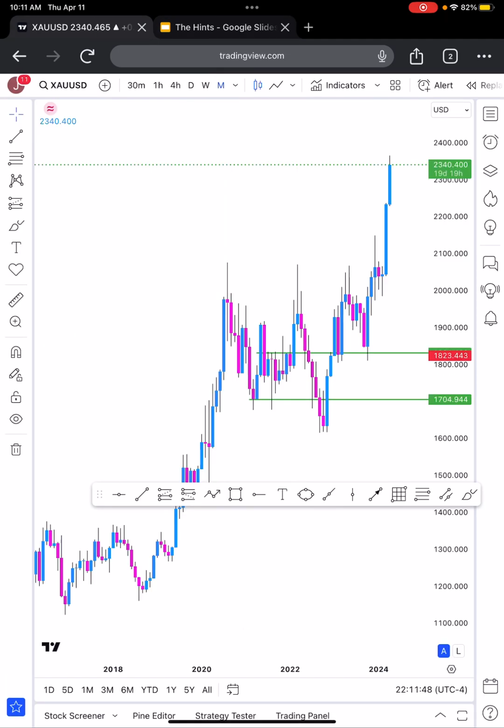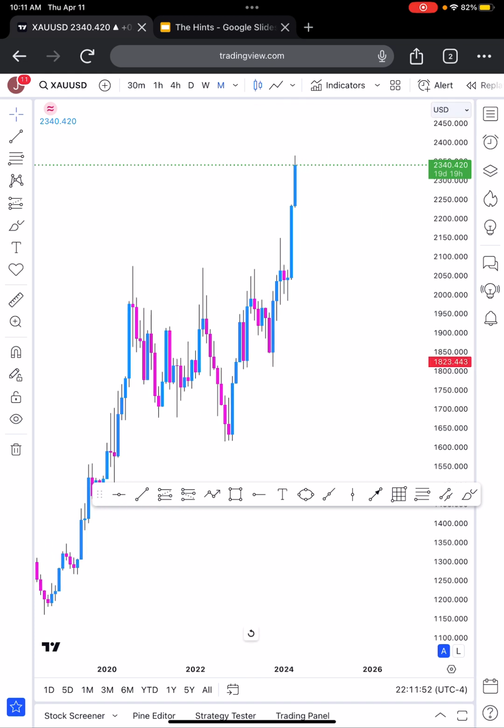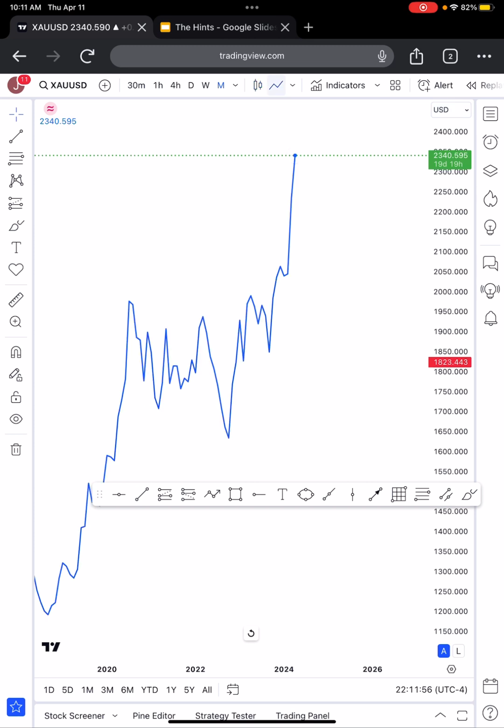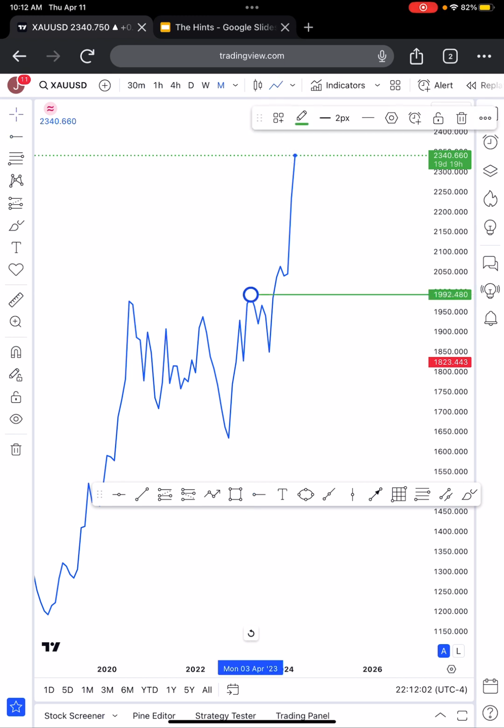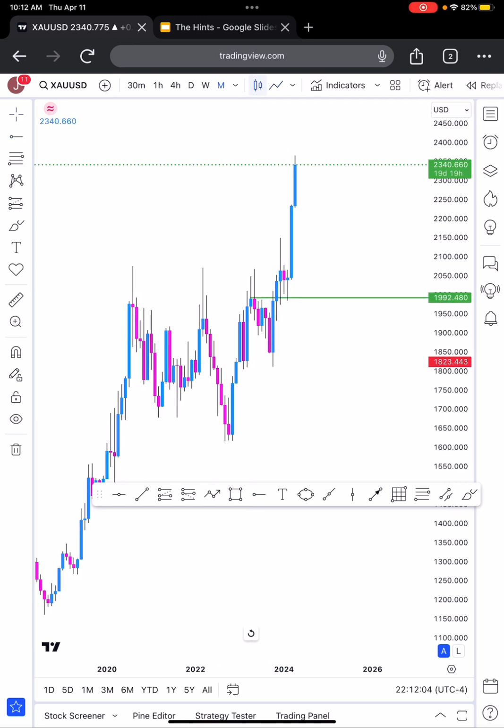So let me just reset this. Delete this. Okay, for the most recent price action, let's go to the line chart real quick. Let's just say this was the breakout level here. So let's mark this. Okay, so this is the breakout.